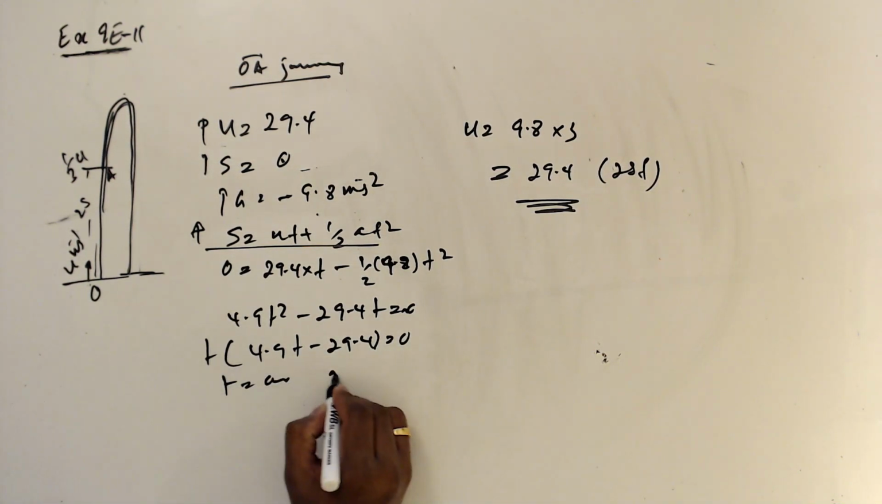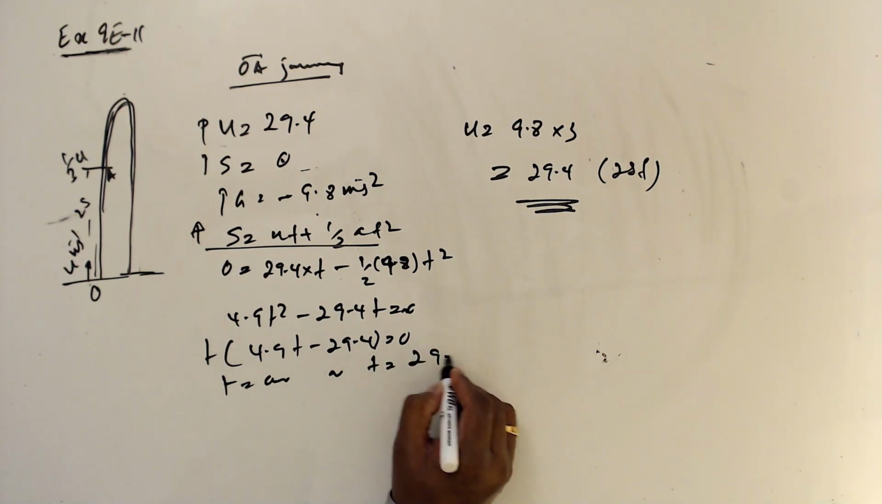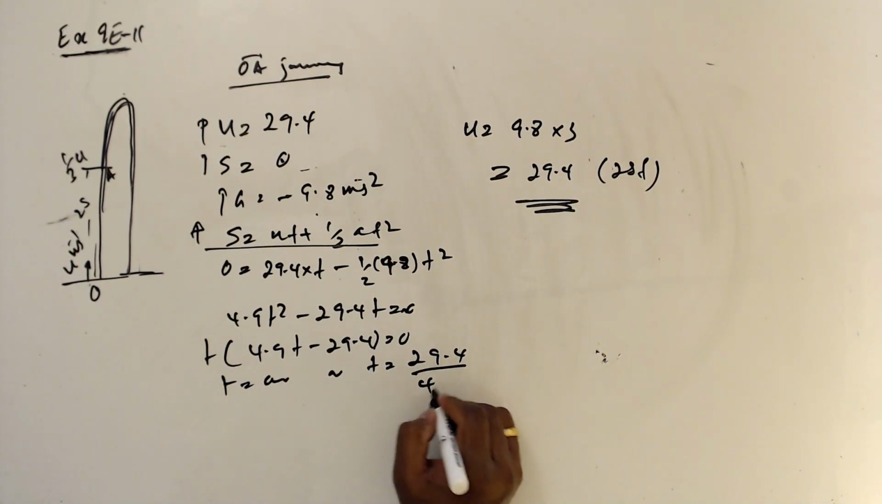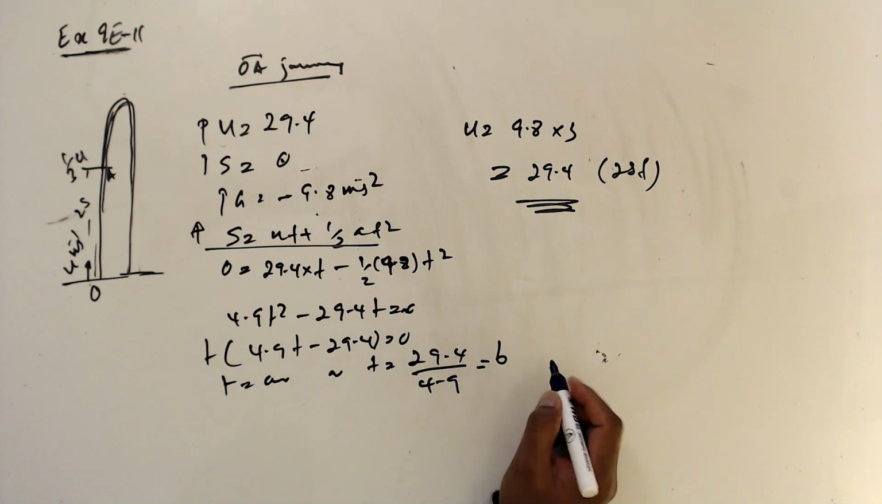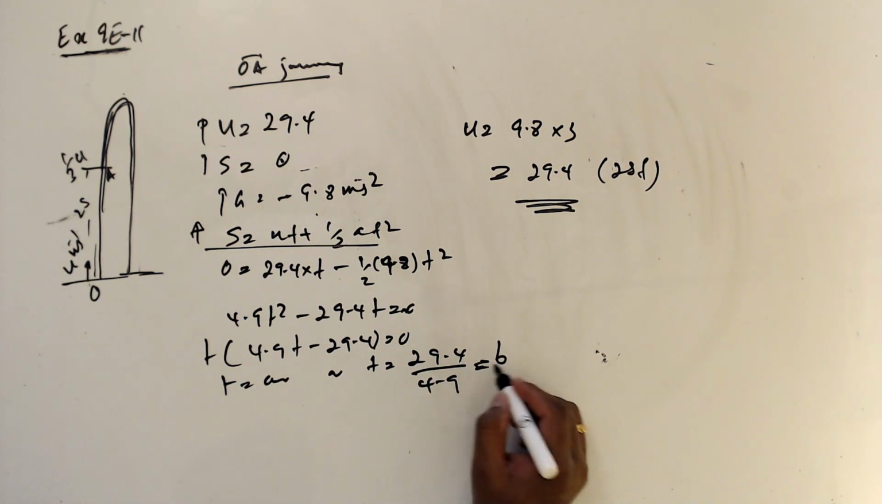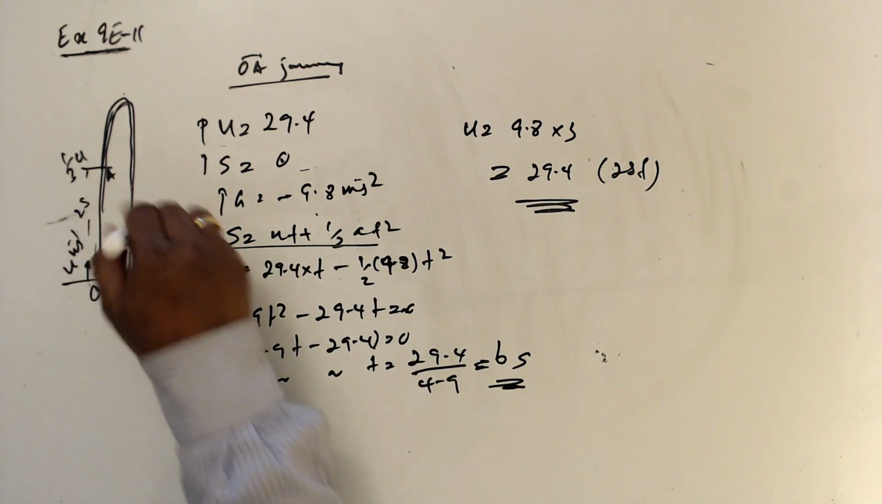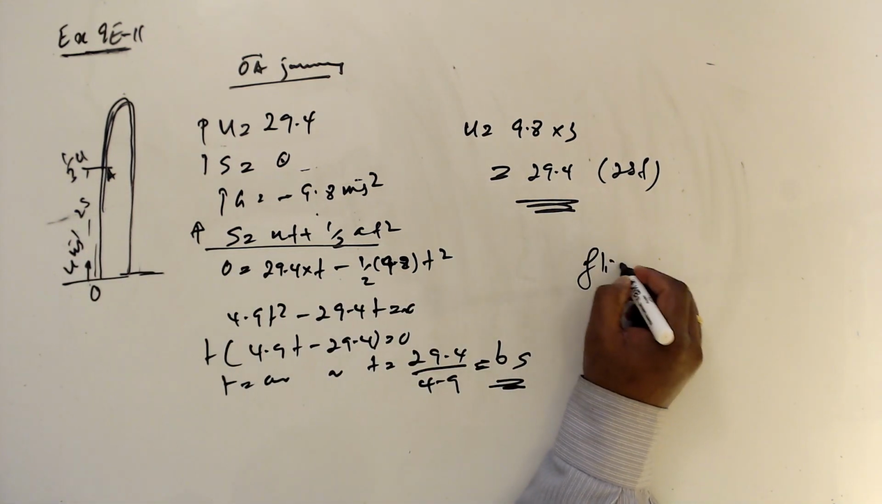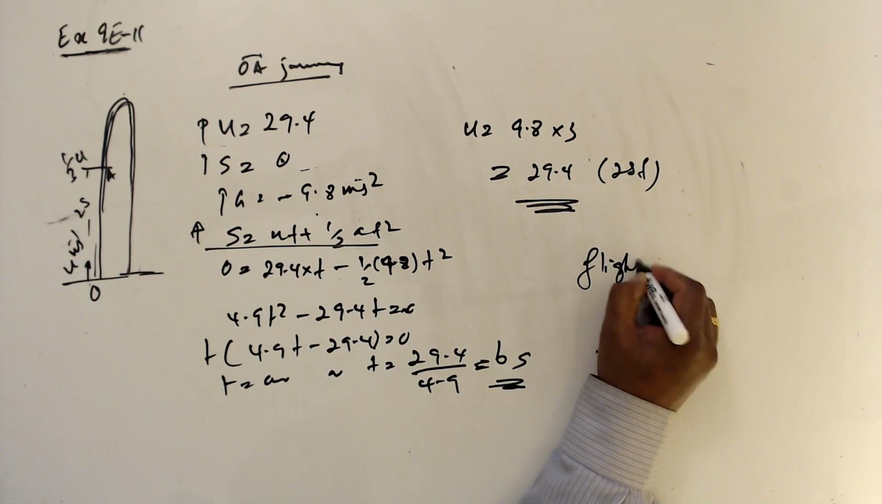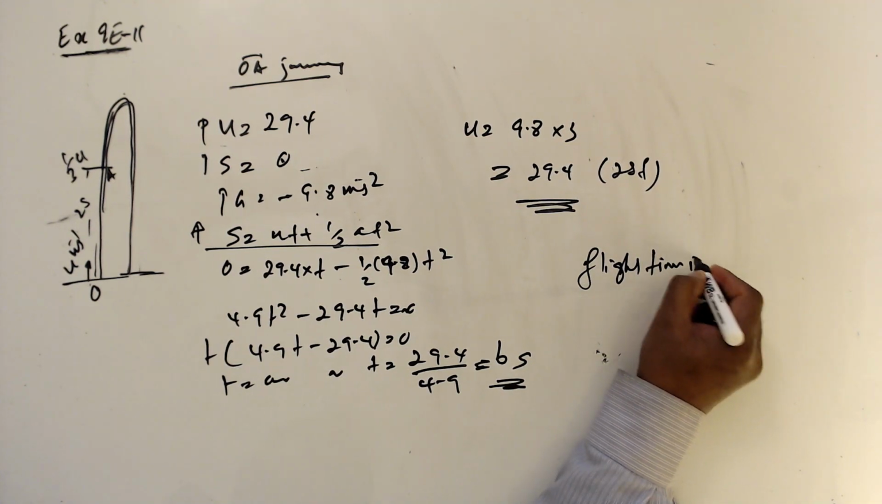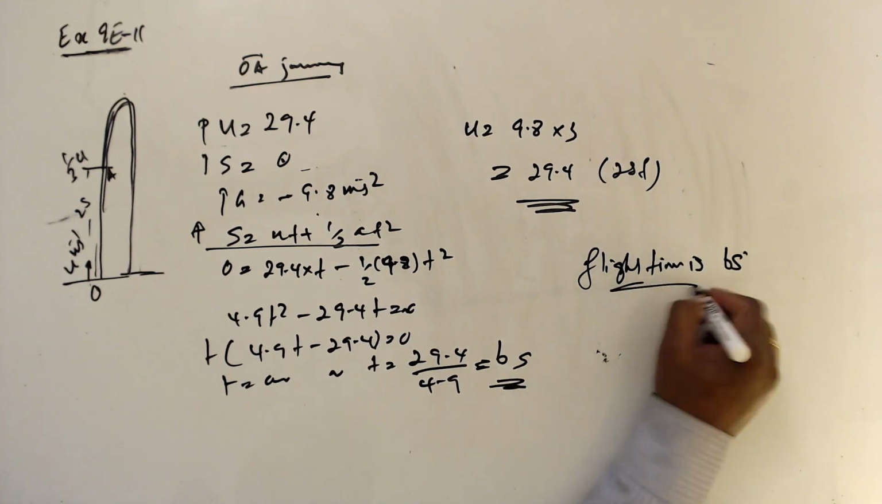t equals 0 or t equals 29.4 over 4.9. This is 6 seconds. So the flight time is 6 seconds.